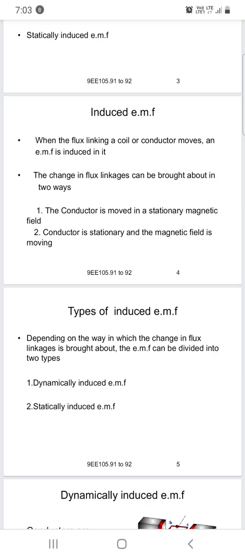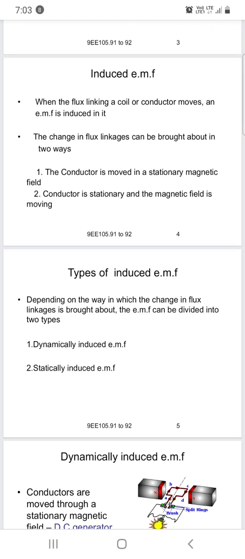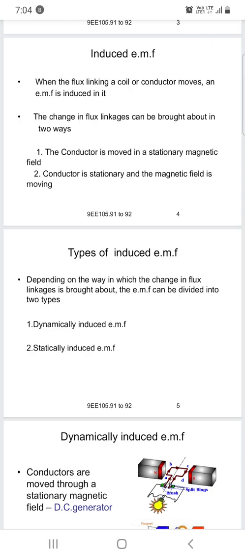Next, the types of induced EMF. Depending on the way in which the change in flux linkages is brought about, the EMF can be divided into two types. The first type is dynamically induced EMF, and the second type is statically induced EMF. The two ways of changing flux linkages, as just discussed, are that the conductor moves in a stationary magnetic field, or the conductor is stationary and the field is moving. Then the EMF is produced in the conductor.